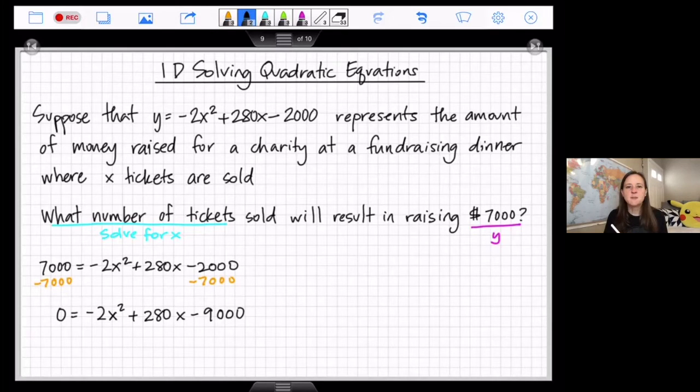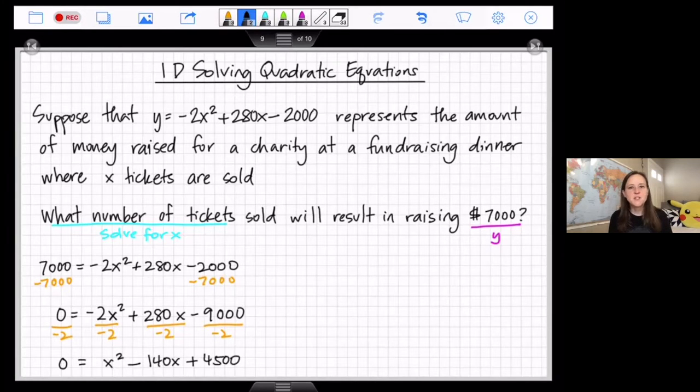My next step is going to be optional. I'm going to go ahead and divide everything in this equation by negative 2. It looks like all those coefficients are even, and they're also huge, so it'd be nice to knock them down a little bit. And also, whether you're factoring or using the quadratic formula, it's always easier if your x squared term is positive. So let's divide everybody by negative 2. And over on the left, 0 divided by negative 2 is still 0. So we get 0 equals a positive x squared. Middle term becomes negative. That's going to be 140. And then a positive 4,500.